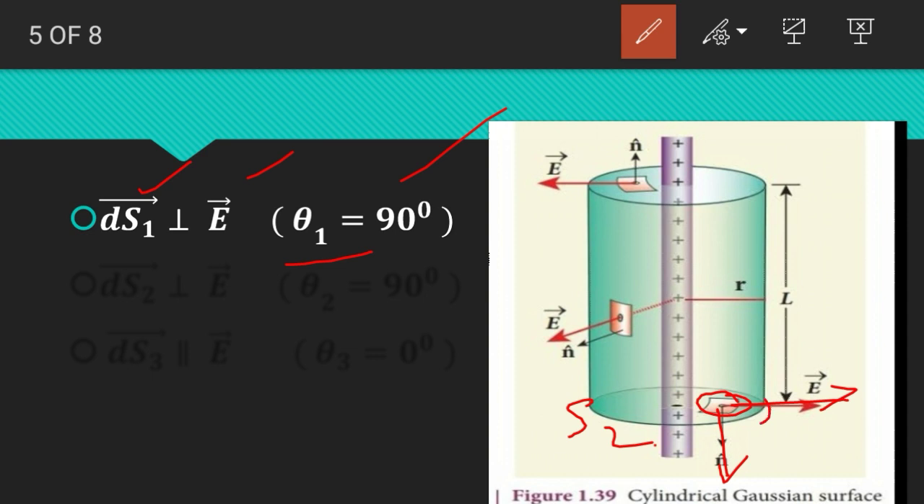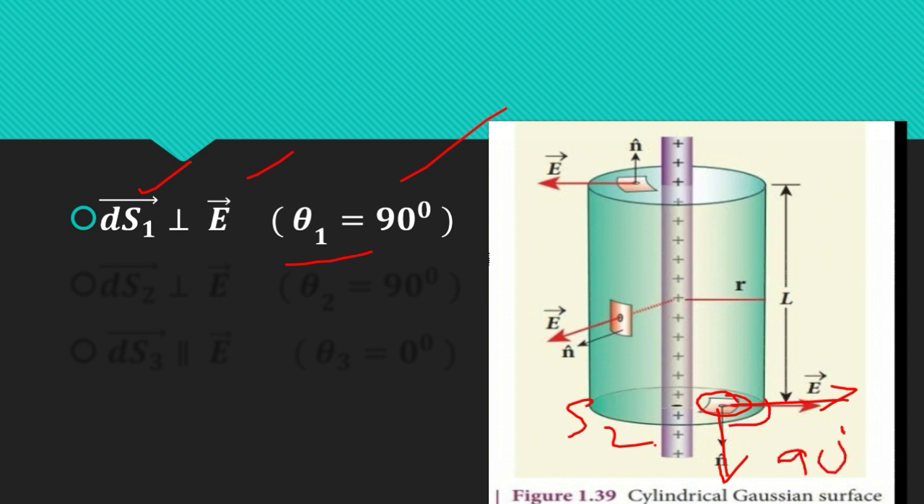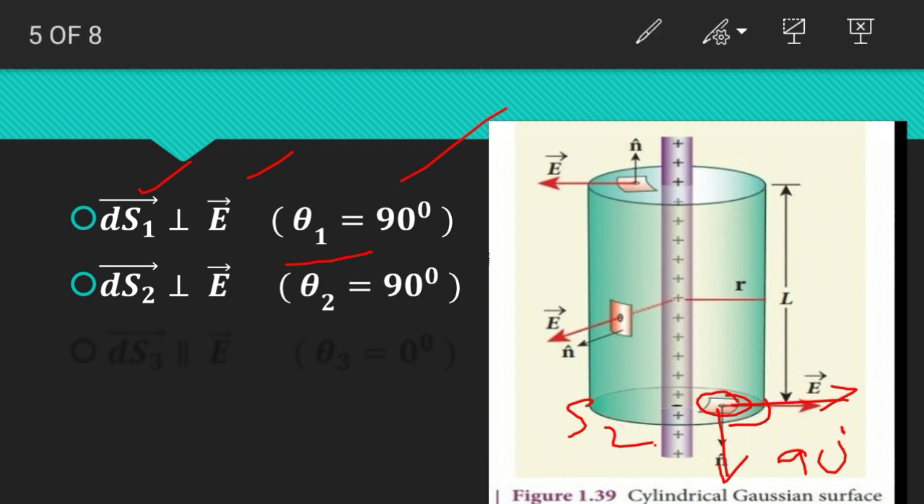So the angle between these two is also 90 degrees. So it will be represented as theta 2. That's why ds2 and the E vector are perpendicular to each other, and theta 2 is equal to 90 degrees, right? So now consider the third surface, that is the S3 surface.